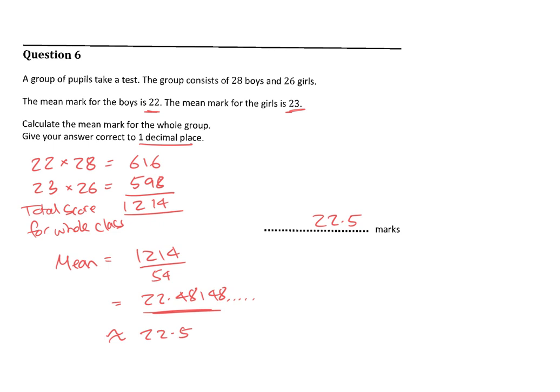Now, if you did, in this case, you're going to get 22.5. But if you just put the answer down, you're not going to get any marks at all. You have to show your method, and you have to show you've taken into account the total score for the boys, the total score for the girls, the total score for the whole class, dividing by the 54. If you don't show the method, you will score 0. So do not get caught out on a question such as this one.